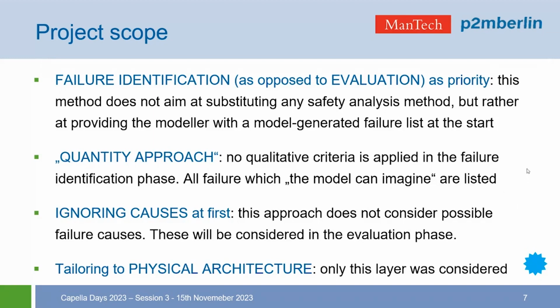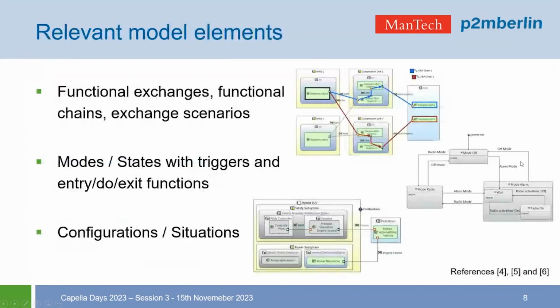Okay. So as I mentioned, we'll leave the poll open for another little bit. But meanwhile, let's move on to the next topic, which is which model elements are relevant to this analysis. We focus on functional aspects, meaning functional exchanges, functional chains, and especially exchange scenarios, which will be crucial to this analysis, then modes and states, together with their triggers and then entry, do, and exit functions. And also we include situations and configurations, especially situations.